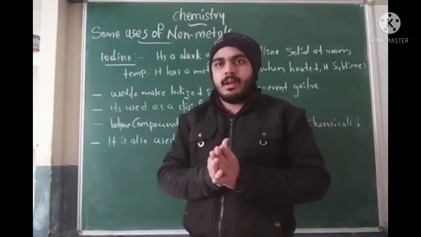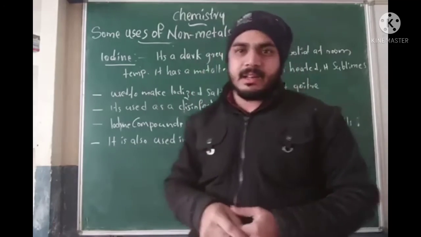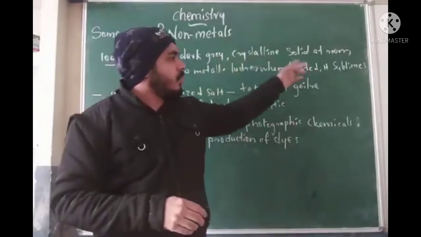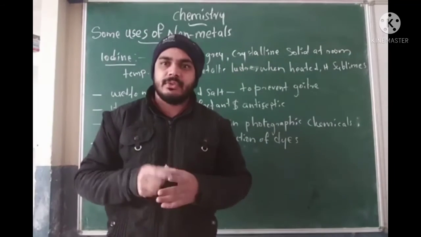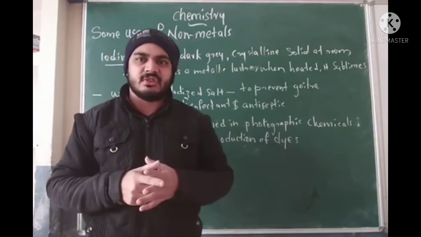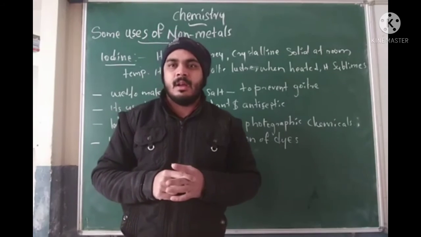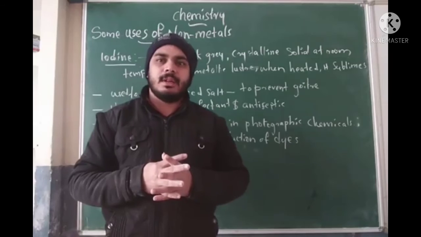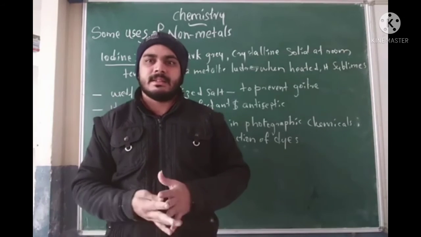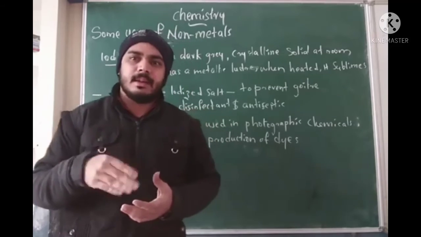And the next important non-metal is iodine. Okay, iodine is a dark gray colored crystalline solid at room temperature. It has a metallic luster. What is meant by metallic luster? Luster means it's a shiny substance. When it is heated, what happens? Iodine converts directly into gas state. That is called sublimation. It sublimes when heated.